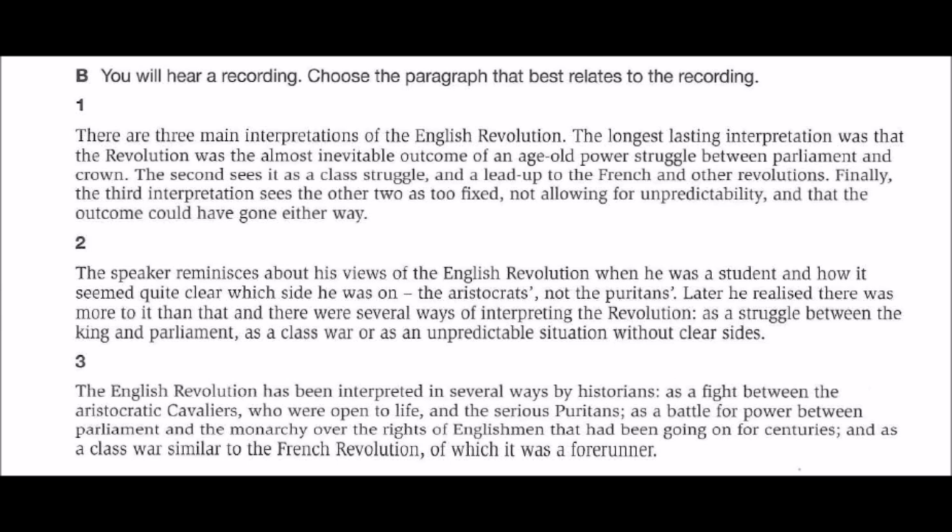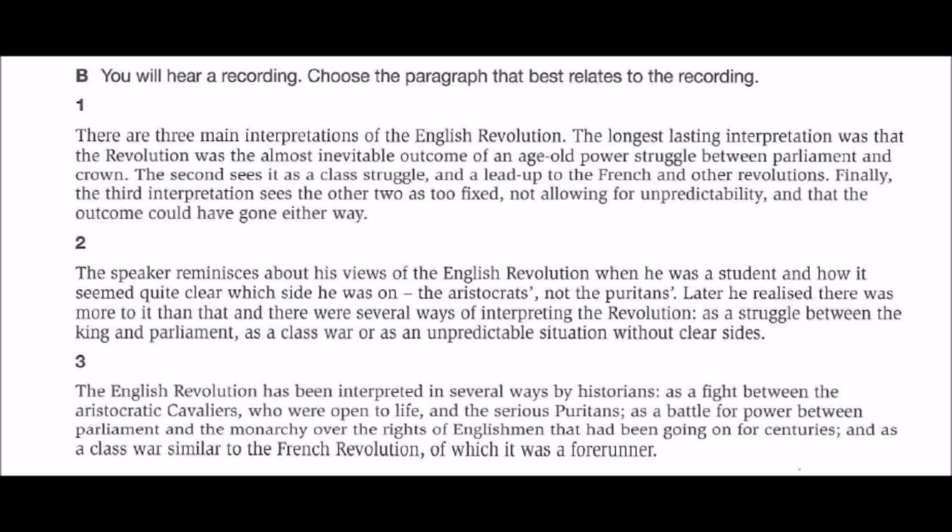Recording B. I want to look now at the 3 main approaches historians have taken towards the English Revolution, or Civil War. There is a 4th point of view, taken up by most school children when they first meet the subject, but it can hardly be called historical.